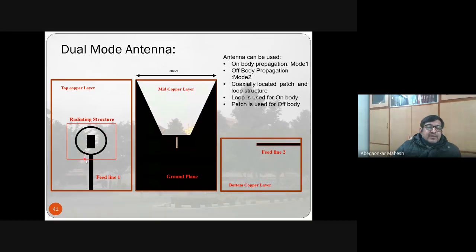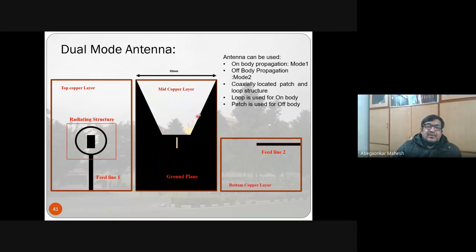This antenna can be used for on-body propagation in mode 1, and off-body propagation in mode 2. The same antenna can be used for both. There is a coaxially located patch and loop structure, with the patch and loop in the same plane. The loop is used for on-body communication and the patch is used for off-body. Generally, patch antennas are broadside radiators, therefore it is used for off-body communication. Whereas this loop, along with this slotted ground, is used for on-body, so end-fire radiation.